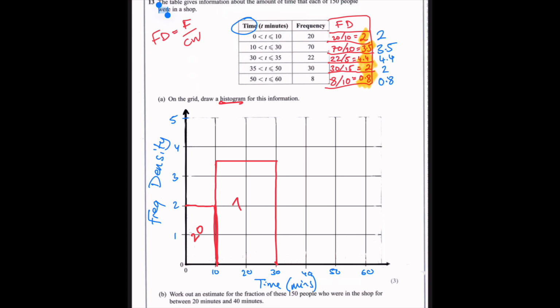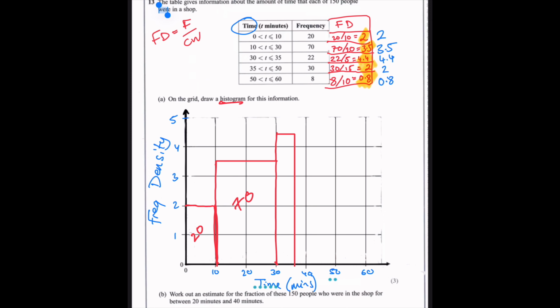And the frequency for this bit is 70. Then from 30 to 35, we have a frequency density of 4.4. I'm going to do this just roughly. So 4.4 I'm going to estimate over here. And that's just from 30 to 35. So I'm going to estimate that to be there.